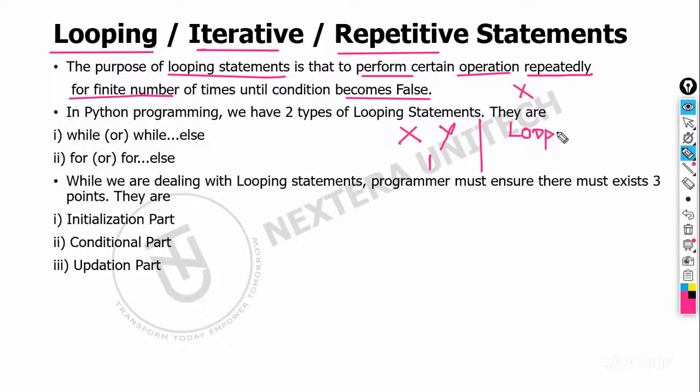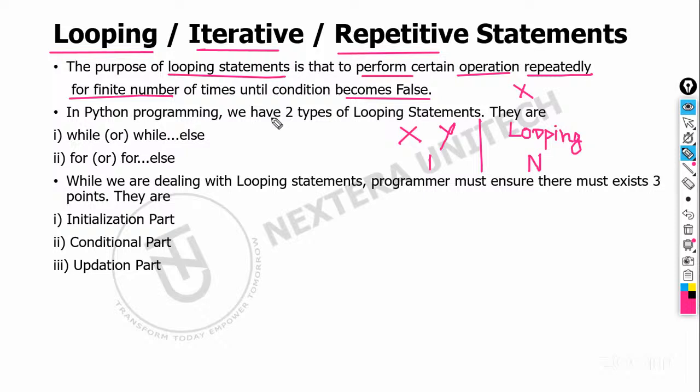What makes the difference? When we use looping statements, they help us to execute an operation for a repeated number of times till the condition becomes false. Clear? That is the difference between conditional statements and looping statements. So here we can execute the operation for n number of times.